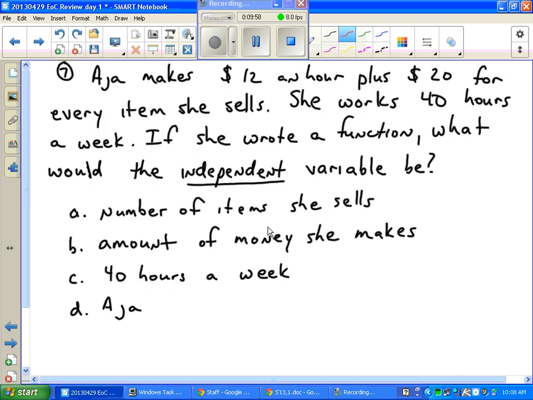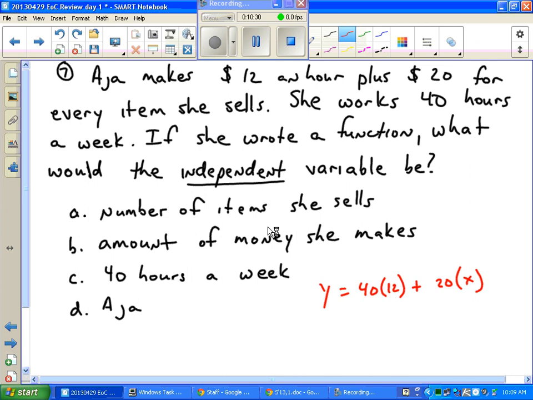Number 7 says Asia makes $12 an hour plus $20 for every item she sells. She works 40 hours a week, and she wrote a function. What would the independent variable be? Well, the amount of money that Asia would make, y, would equal 40 times 12, because that's how much money she makes, plus 20 times x. And you may be able to write that in a slightly different order.